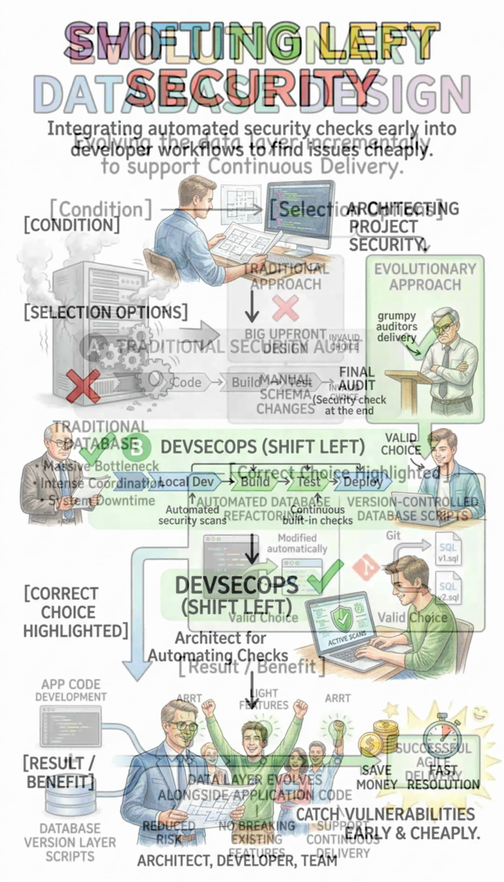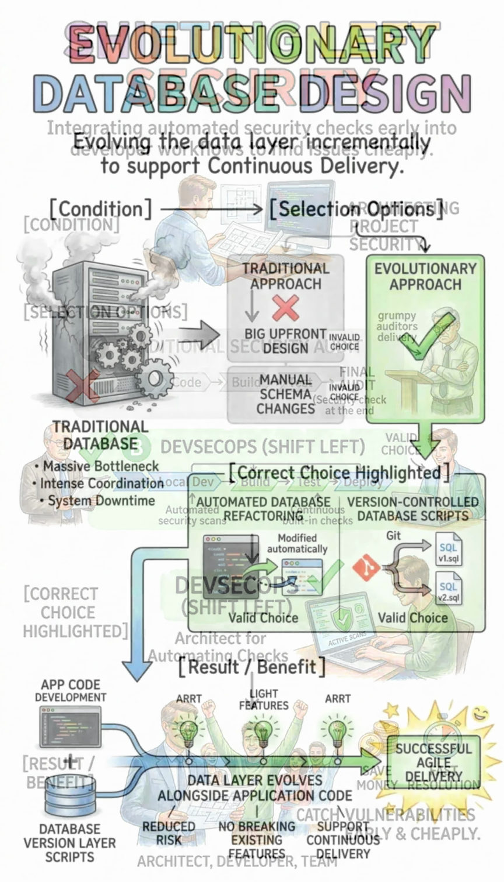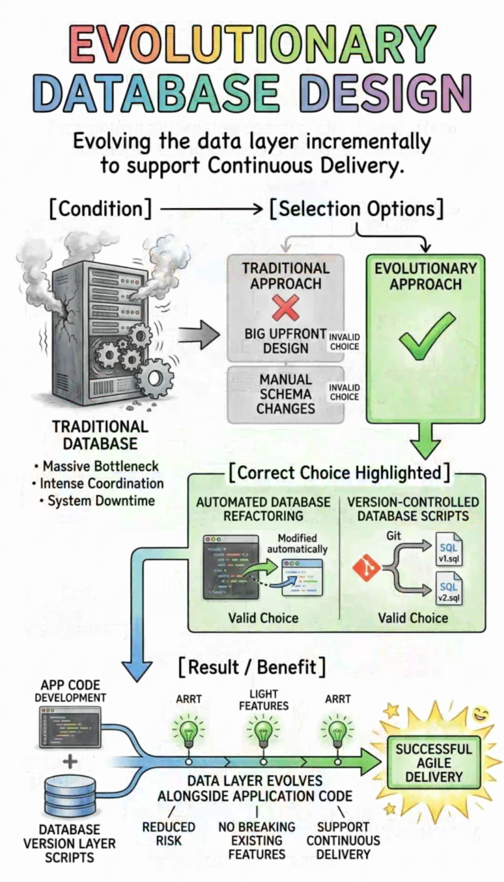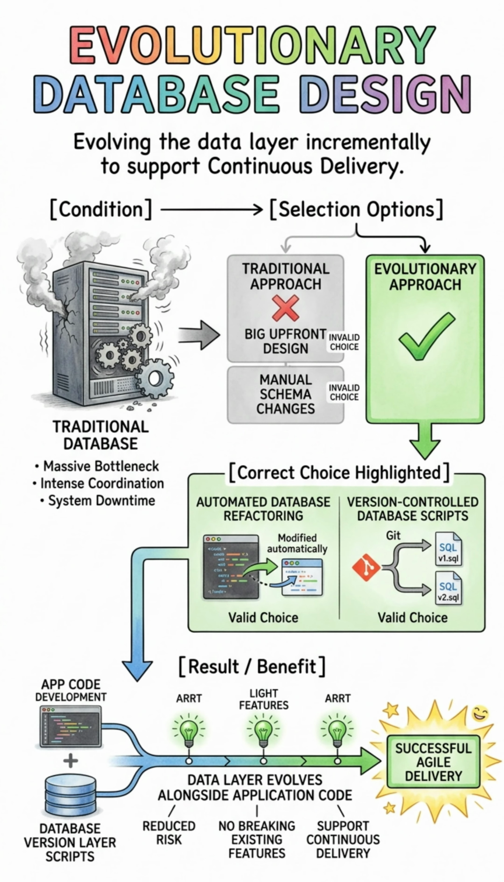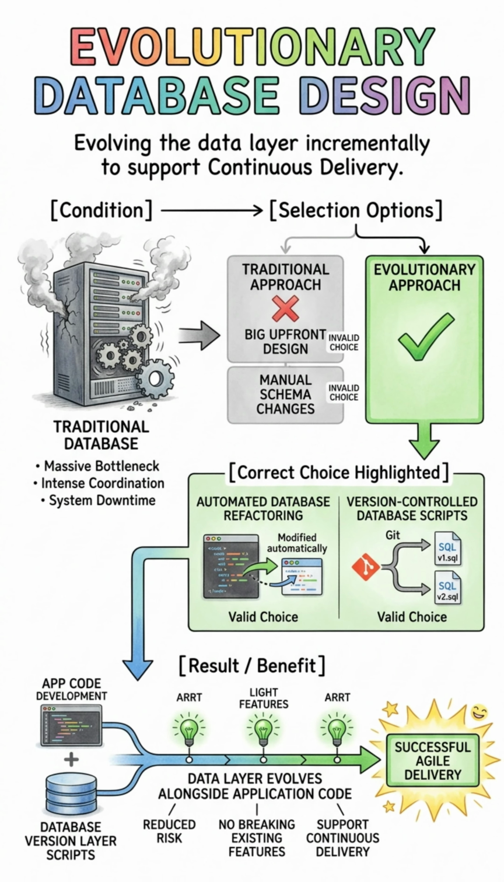Agile architecture also fundamentally changes how we handle databases. Traditional databases often become massive bottlenecks because schema changes require intense coordination and downtime. As a SAFe architect, you must explore evolutionary database design, utilizing techniques like automated database refactoring and version-controlled database scripts, allowing the data layer to evolve alongside the application code without breaking existing features.